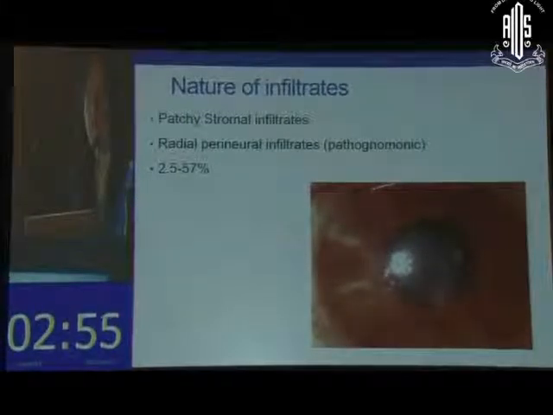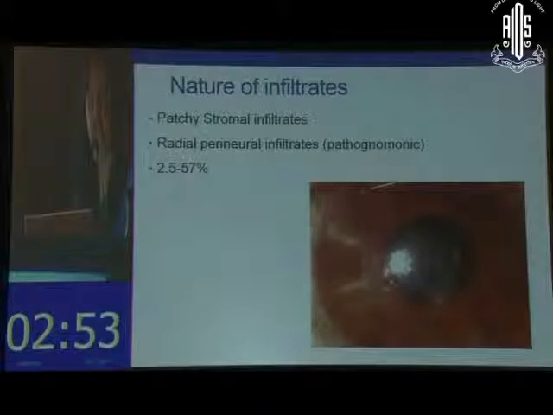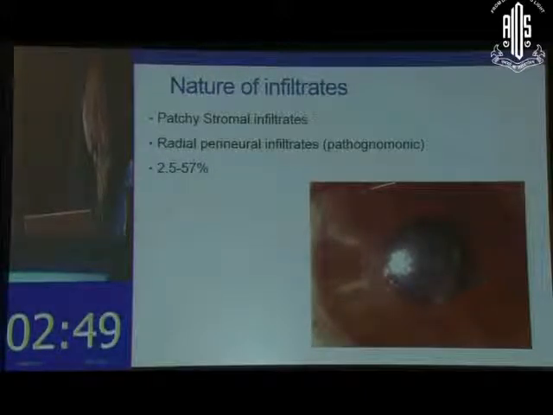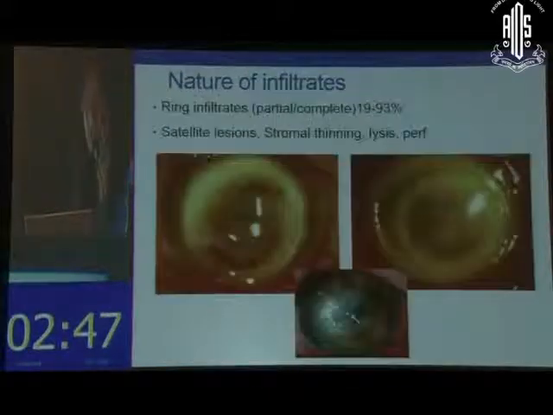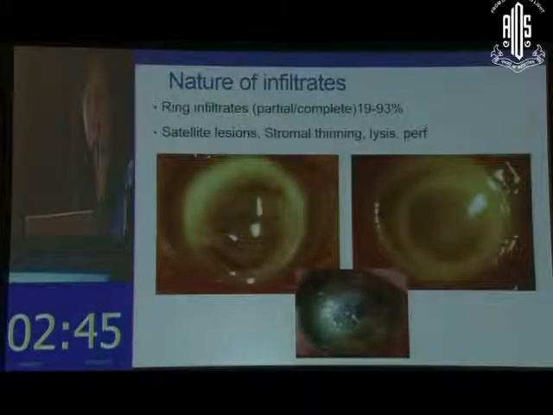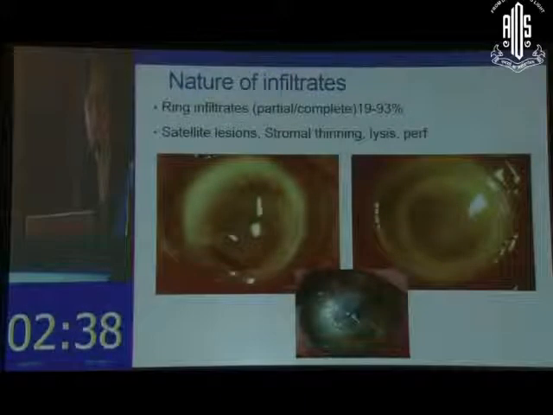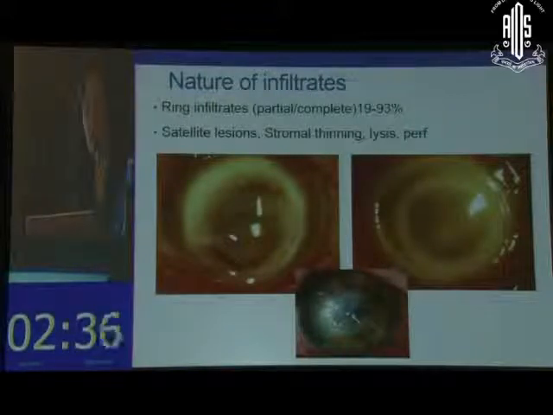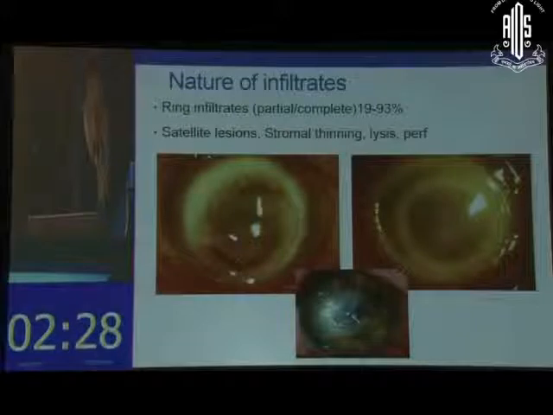And if you do confocal microscopy in these patients, then you will be able to appreciate that this actually grows along the nerves. The classical picture of acanthamoeba keratitis, when we begin to suspect it, is something like this. Ring infiltrates, which could be partial or complete, although ring infiltrates may be present with other organisms as well. In 19 to 93% of the cases, there could be satellite lesions with stromal thinning, lysis, and perforation.